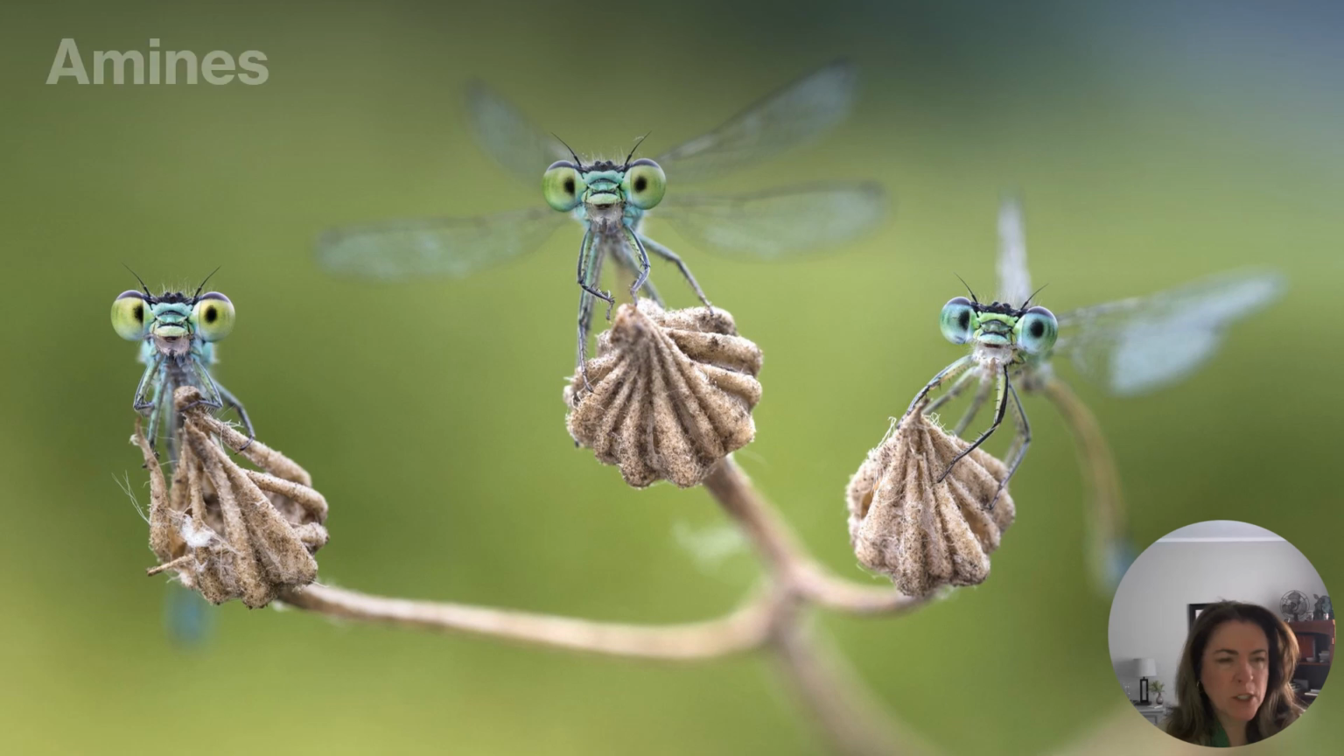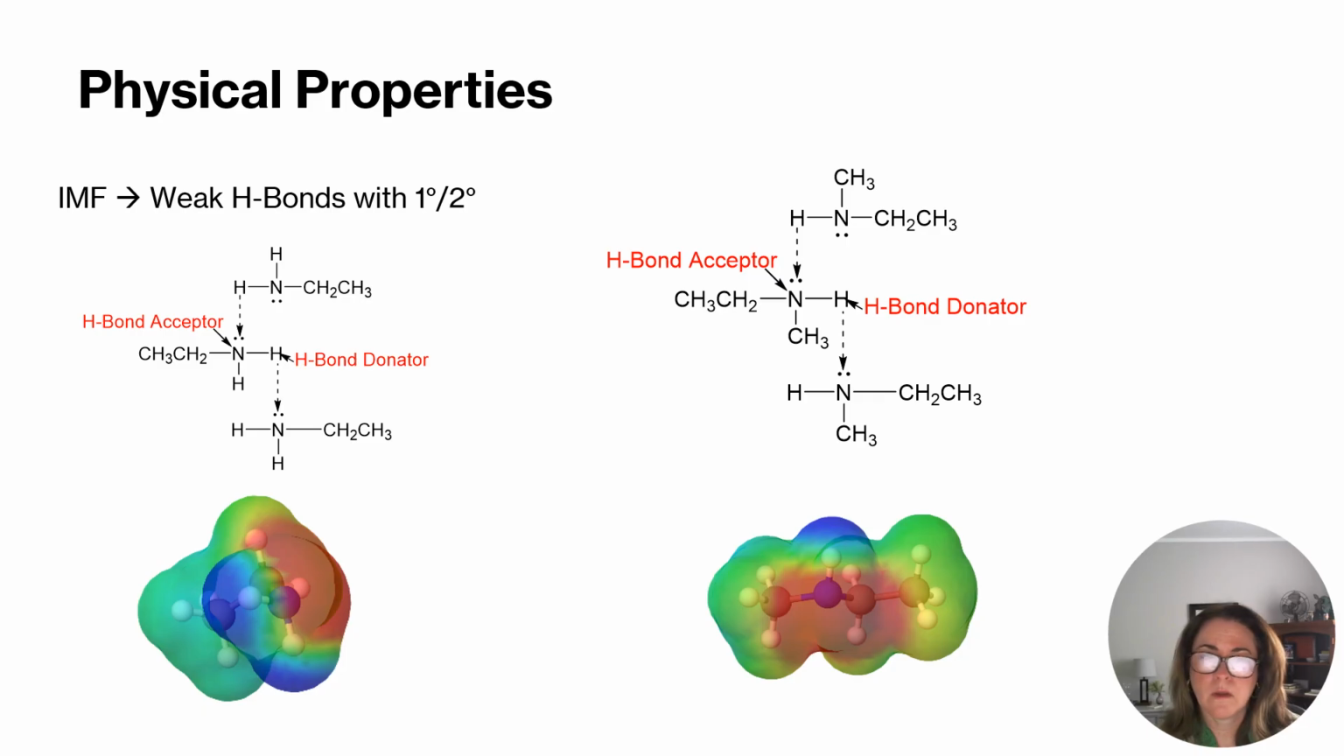Right, so here we're going to be talking about the physical properties of amines. It's going to be really important for you to be able to identify whether they're primary, secondary, or tertiary, because that's going to have a huge impact on the way they behave. Okay, so your amines that are primary and secondary are going to have weak hydrogen bonds.